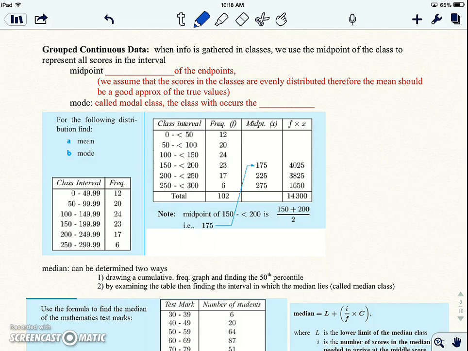All right, this is the last section. So we just did that with discrete data, because notice matches, we were just counting them. We could also do the same thing with continuous data. When info is gathered in classes, we use the midpoint, this is the key thing, of the class to represent all the scores.